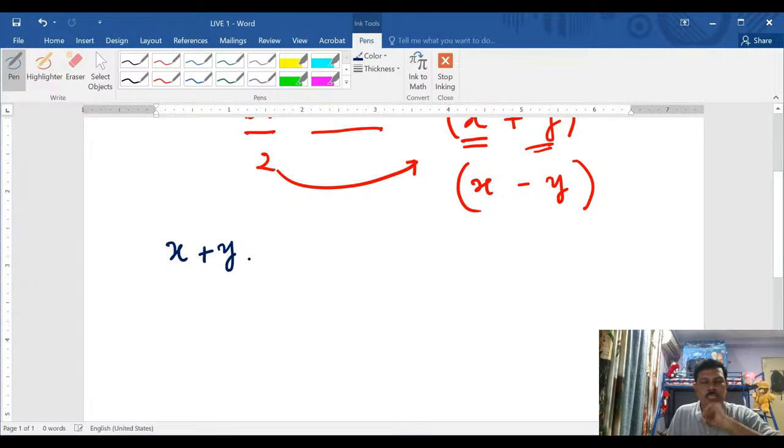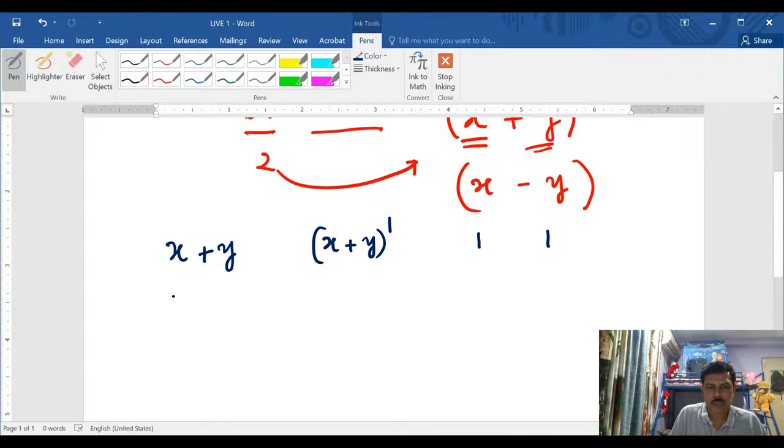Next, suppose we say x plus y. We have already seen linear equations in two variables, and we know the variables, the coefficients, and the constant terms. If I simply write x plus y, the expression has the power 1. So what is the coefficient of x here? The coefficient of x is 1, and the coefficient of y is 1. So this is what we need to understand.